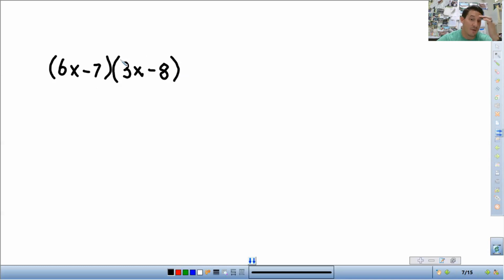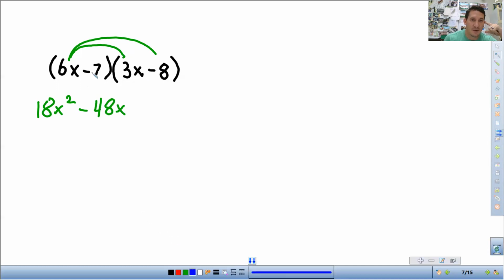So what I like to think about is you just take the first term here, the 6x, and you distribute it into the outside. So instead of thinking of it as FOIL, I just think I take this first term, distribute it into the second polynomial. So 6x times 3x, 6 times 3 is 18, x times x is x squared. 6x times minus 8, 6 times minus 8, that's negative 48x.